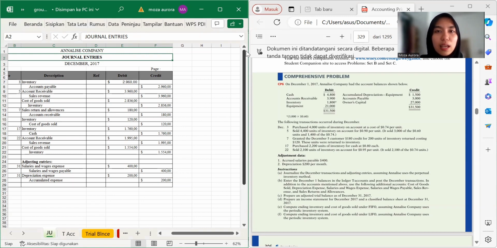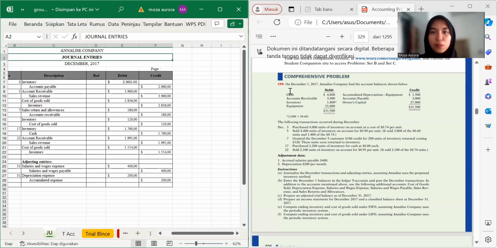So today we will present our discussion about Analyzed Company. But before we get into the transactions of Analyzed Company, I would like to introduce myself and my group members. My name is Moza Aurora, and my group members are Ghuran, Muhajjalin, and Amila Sholehah. So we have the transactions and the account balances of Analyzed Company. Before the transactions, we need to look at the account balances of Analyzed Company.